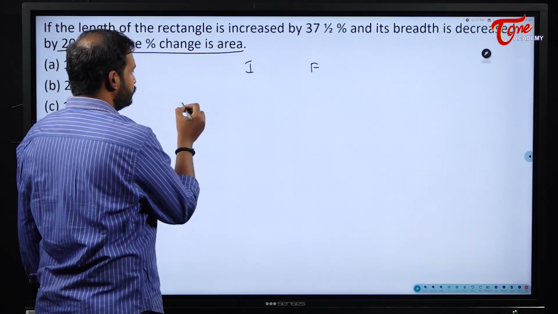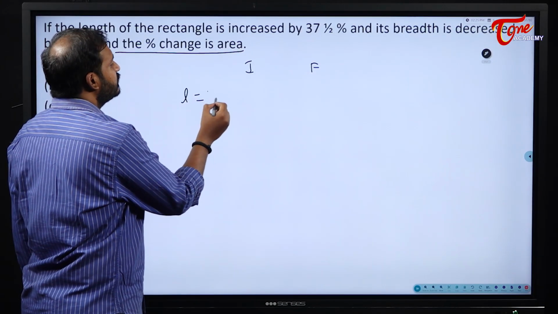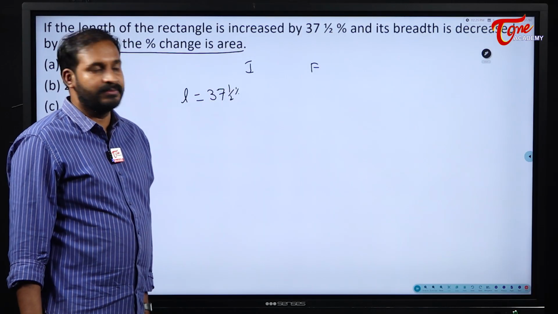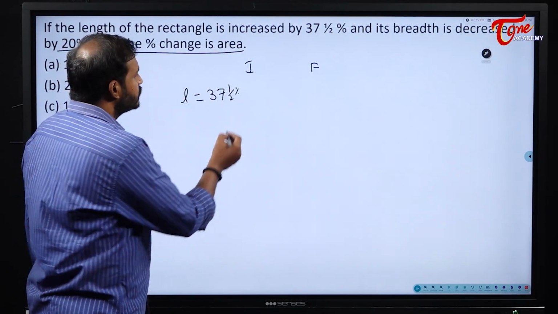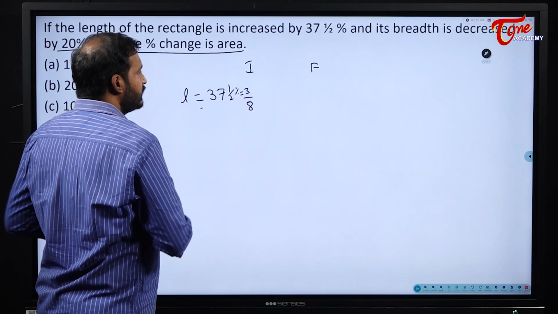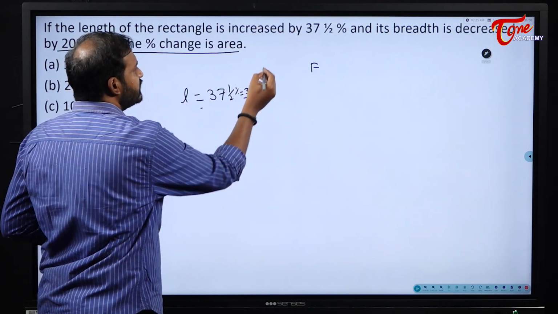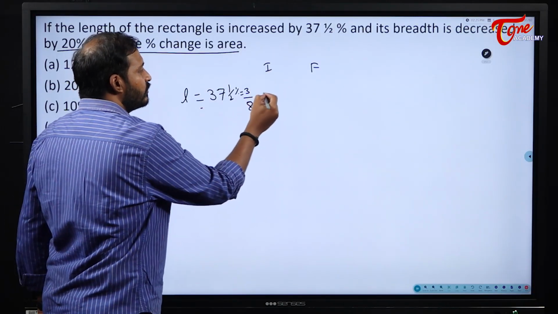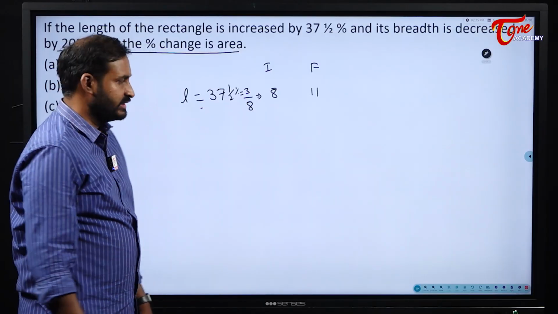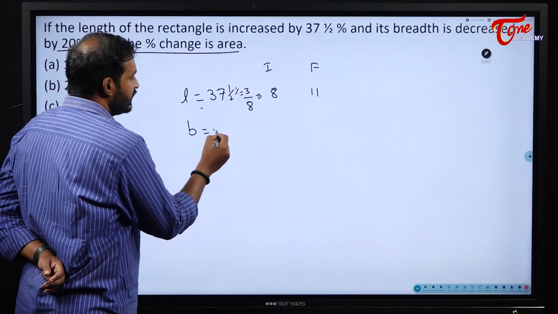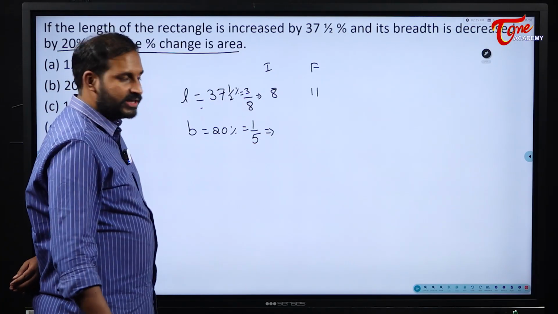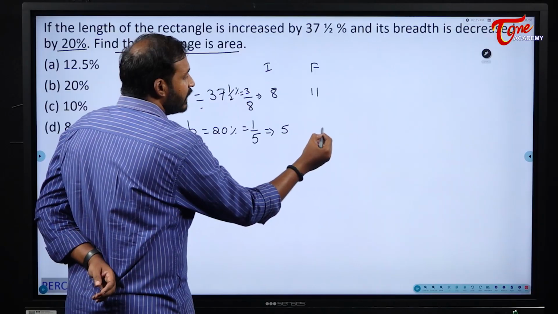Initial, final. Length increases by 37.5%. 37.5 is a multiple of 12.5. So I am going to write 37.5% as 3 by 8. So my initial value here becomes 8 and the final value becomes 11. Why? Because it is increased. Next, the breadth got decreased by 20%. 20% I will write as 1 by 5. So the initial value becomes 5 and the final value becomes 4. Why?